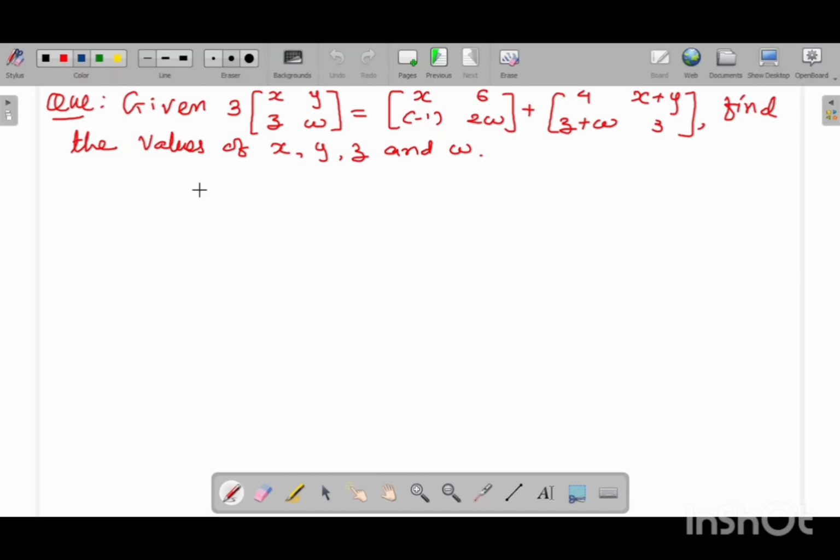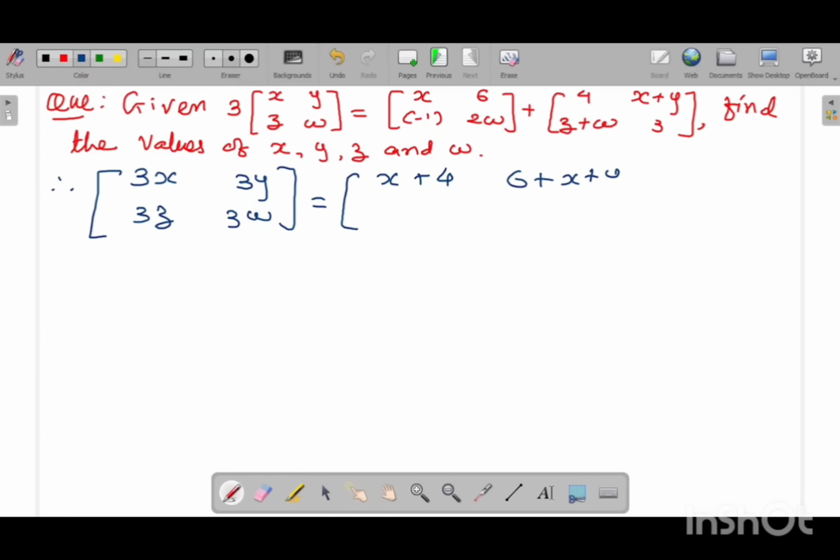Here you have 4 unknown variables, or you can say 4 unknown elements. So how to solve this? The same pattern. We use this equation. So we have 3x, 3y, 3z and 3w is equal to x plus 4, 6 plus x plus y, minus 1 plus z plus w, and 2w plus 3.